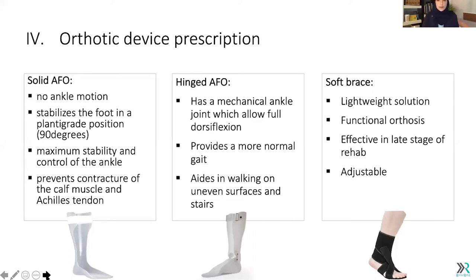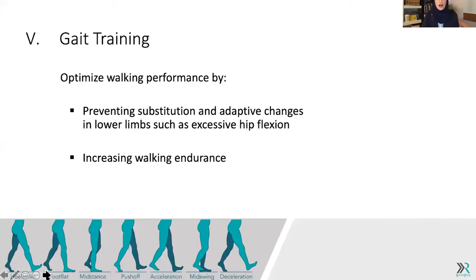And it is adjustable, so we can control the amount of support given, and the patient can even wear it during sleep for a stretching effect. Now, after fitting the right AFO for the patient, gait training should start to emphasize optimizing walking performance by preventing substitution and adaptive changes in the lower limbs, such as excessive hip flexion or knee flexion, as well as to increase walking endurance.